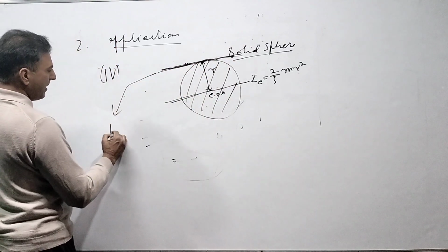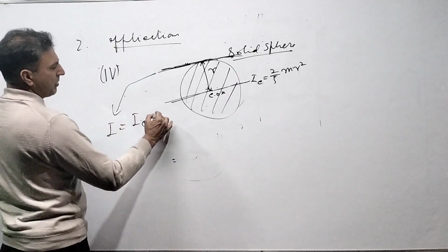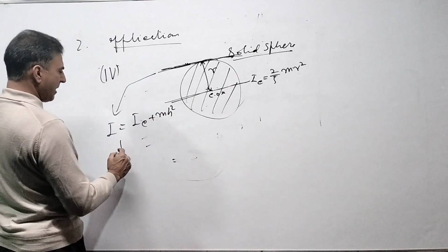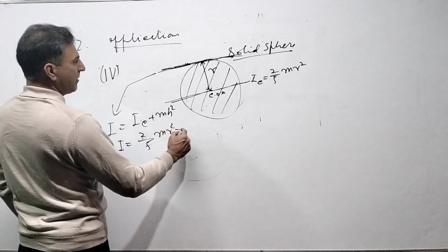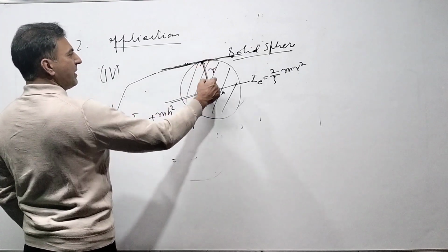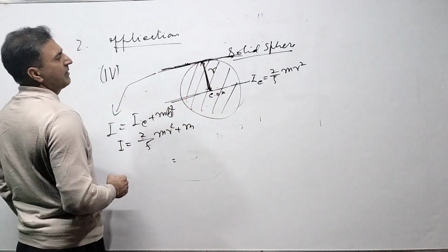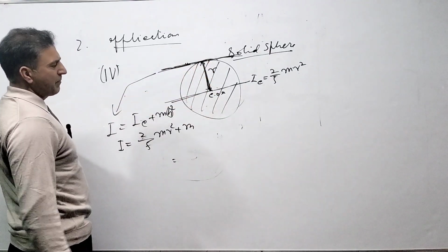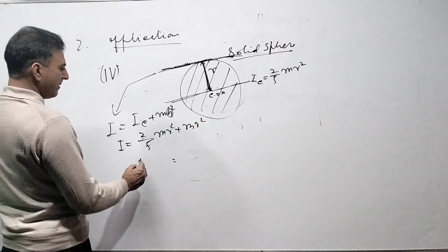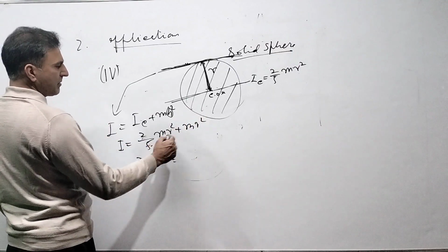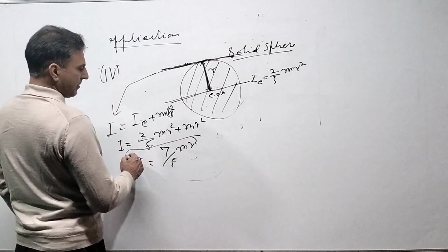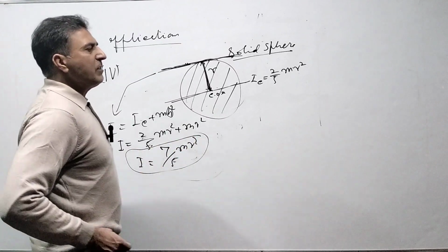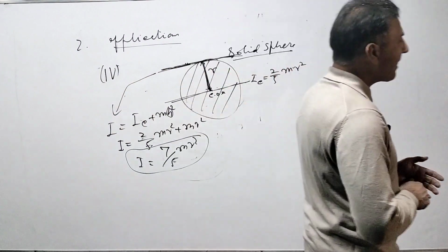So that is I equal to IC plus mh square. What is IC? That's 2 by 5 mr square plus m times the distance between the two axes. That is this h, the distance between the two parallel lines. That is r square. If you solve this, I is equal to 7 by 5 mr square. Answer. So this is all about what you call the parallel axis theorem.